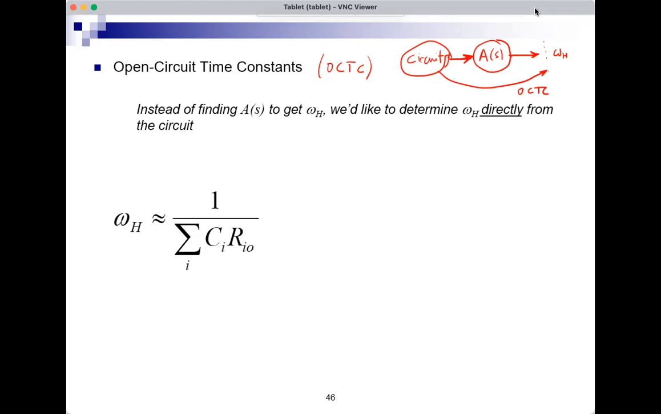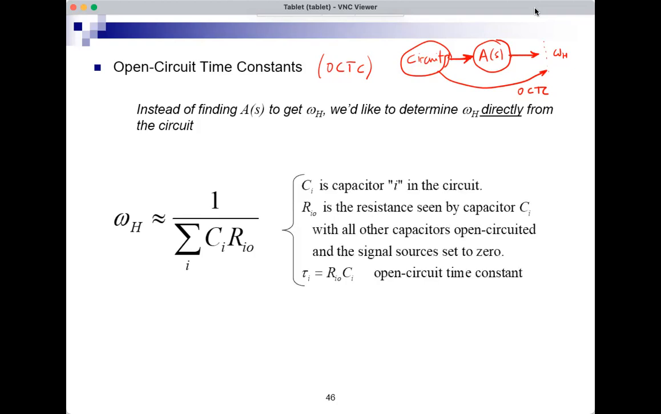Omega h is approximately 1 over the sum, this symbol sigma is the summation, of CI RIO. Of course, we will define all the terms here. So CI is capacitor number I in the circuit. If I have 3 capacitors in the circuit, I will have capacitor number 1, capacitor number 2, capacitor number 3. So I would be 1, and then 2, and then 3. So I have C1, C2, C3 in my circuit.